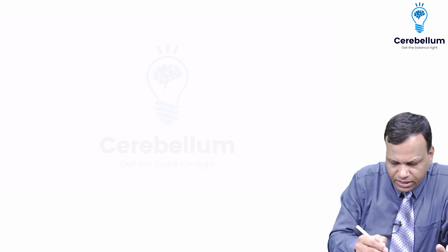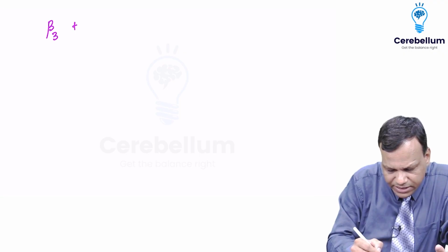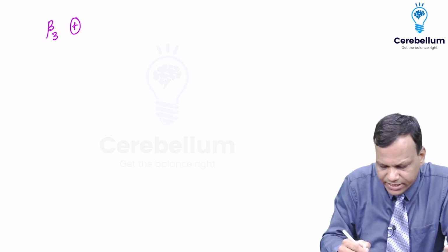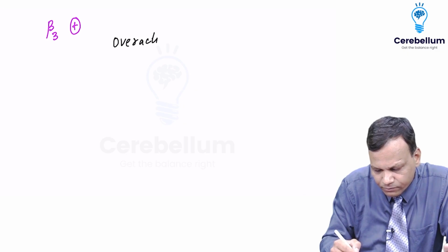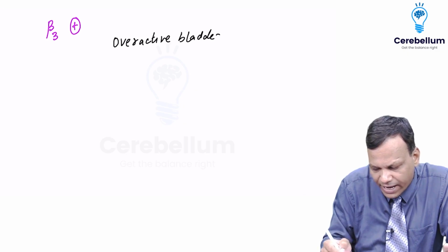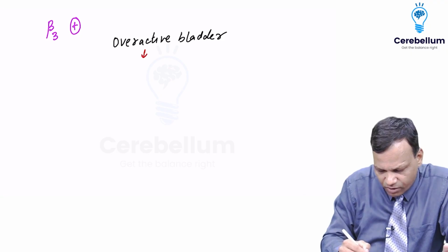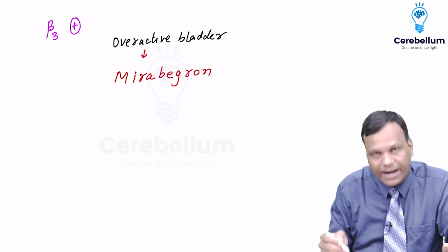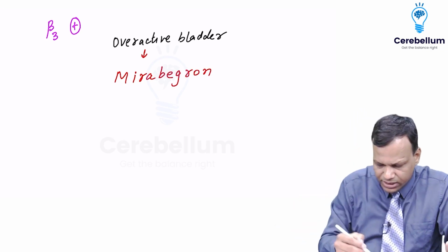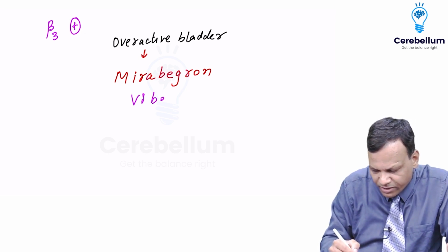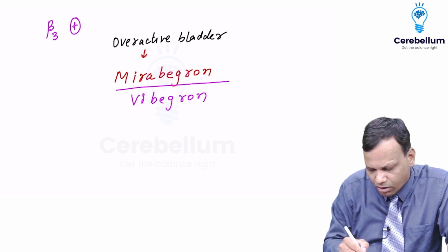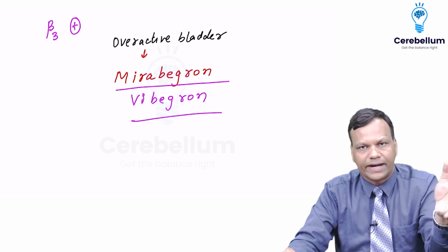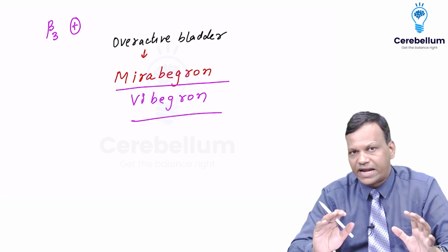Okay. Then lastly, we have beta 3 agonists, drugs acting on beta 3. And we already discussed that beta 3 relaxes the bladder. So we use these drugs in overactive bladder. One drug we discussed, from the name we have made the mnemonic, is called mirabegron. Remember mirabegron, and a new drug in this group is vibegron. So mirabegron or vibegron, they are beta 3 agonists. They are used in overactive bladder. Okay, these are the important points regarding the adrenergic drugs.